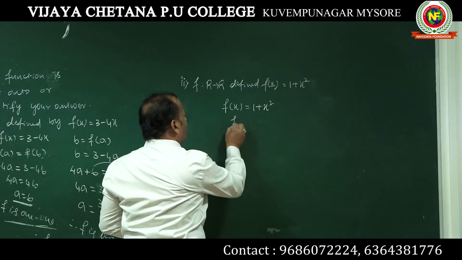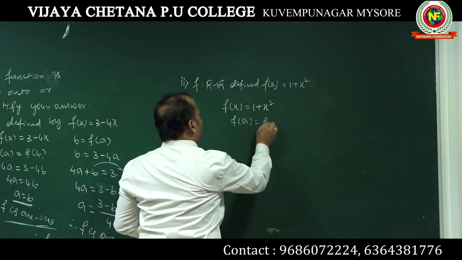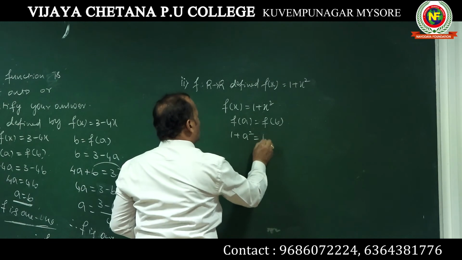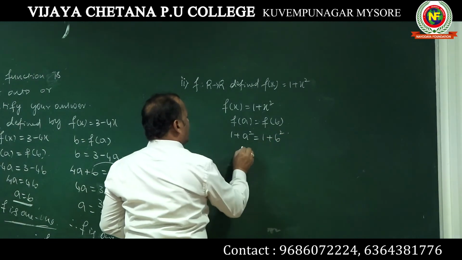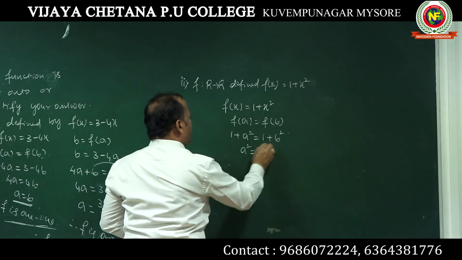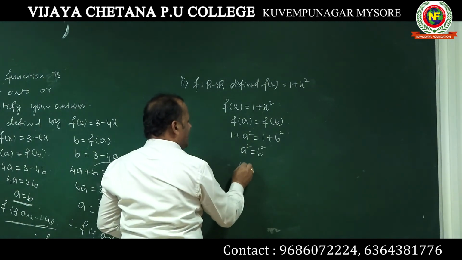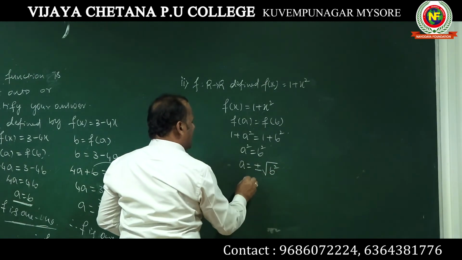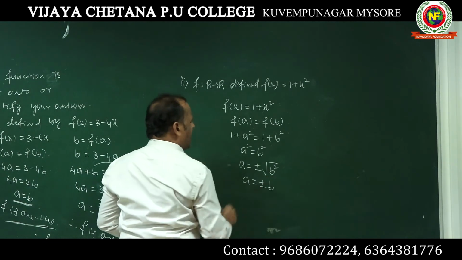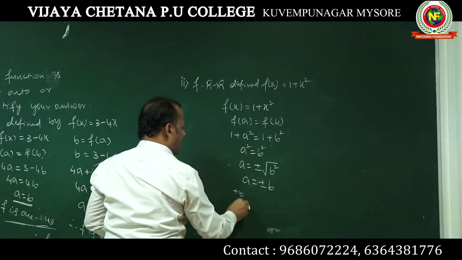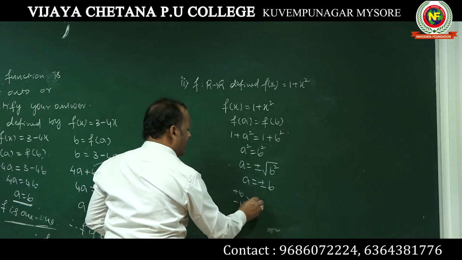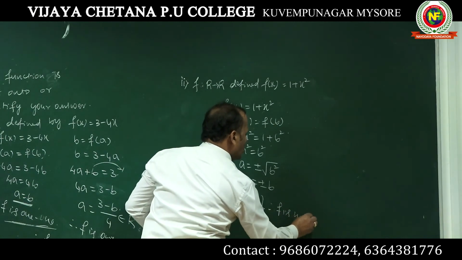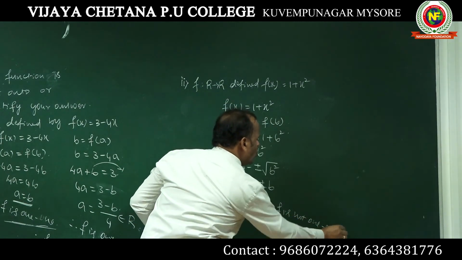Now here I take f of a equals f of b. Now here 1 plus a square is equal to 1 plus b square. Now here a square is equal to b square. The 1s cancel. a is equal to plus or minus root of b square. That is a is equal to plus or minus b. I mean plus b, minus b, both are there. Therefore, f is not 1-1.